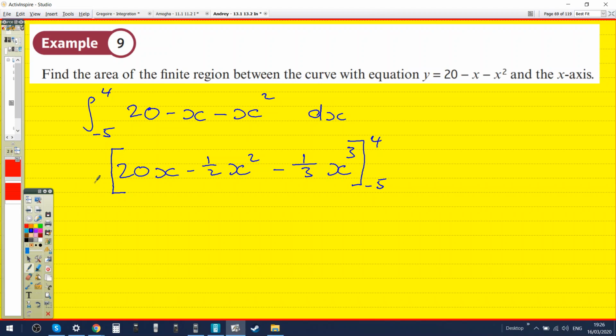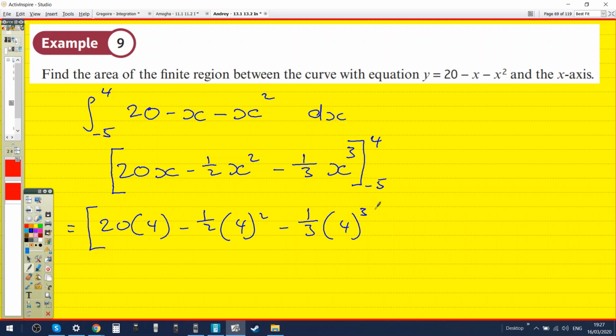So what does that mean I need to do? Oh, right. And then just do the substitution thing again. Mm-hmm. So 20 times 4 minus a half times 4 squared minus a third times 4 cubed, minus 20 times minus 5 minus a half times minus 5 squared minus a third times minus 5 cubed.